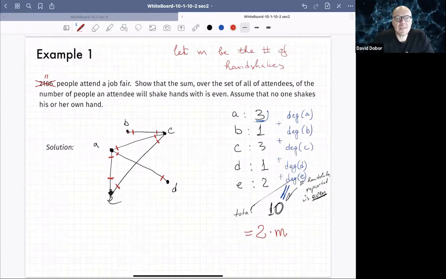Also, twice the number of edges in any graph will be the sum of the degrees of all the vertices. That happens always. It is always true. It's true in more general cases, although we're talking here about undirected graphs. And in undirected graphs, even if it has multiple edges, it's still true.